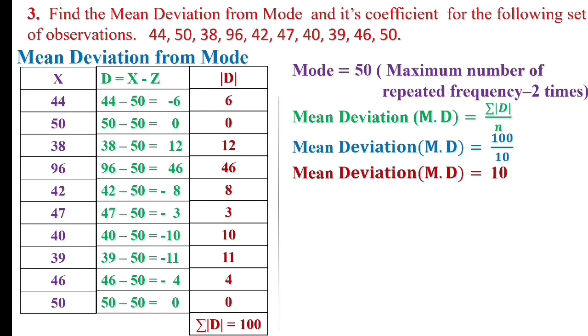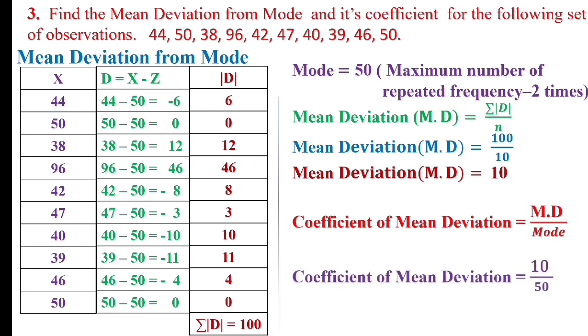We are considering mean deviation from mode. So we will take the mode value. So coefficient of mean deviation is equal to mean deviation divided by mode. Mean deviation value is 10. Mode value is 50. So we will get 10 by 50, that is 0.2. This is the way, for individual observations, mean deviation will be found from mean, median, and mode. All three methods I explained.